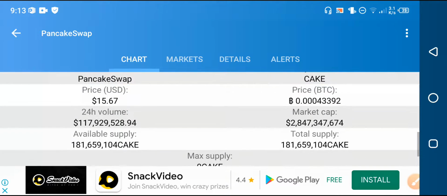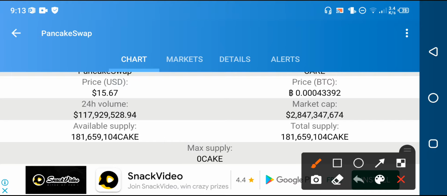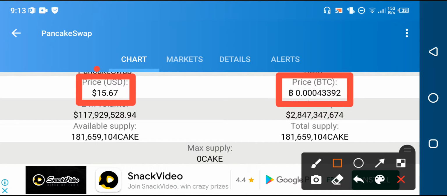My friends, if you look at the currently latest price of the Pancakeswap at this time, it shows 15.67 USD. On the other side, if you look at the price of the Pancakeswap in BTC, Bitcoin, it is 0.00043392 BTC. Sorry, BTC is the Bitcoin price of the Pancakeswap at this time, my friends. That is the latest price.